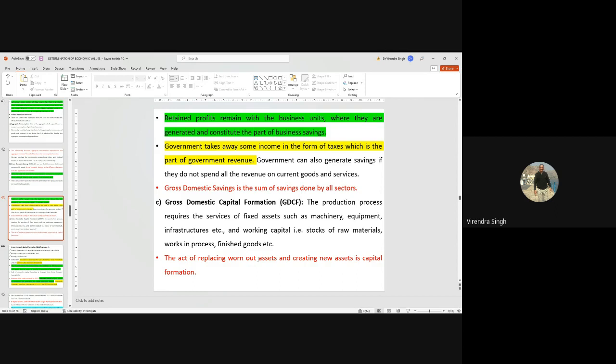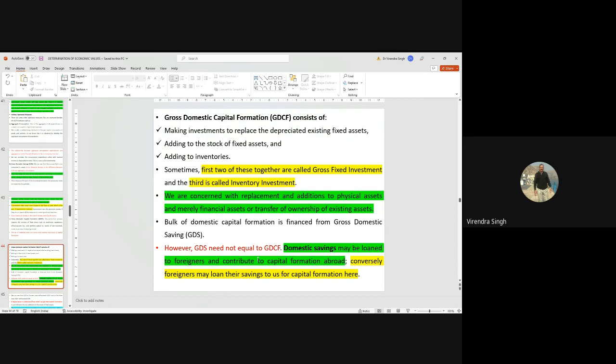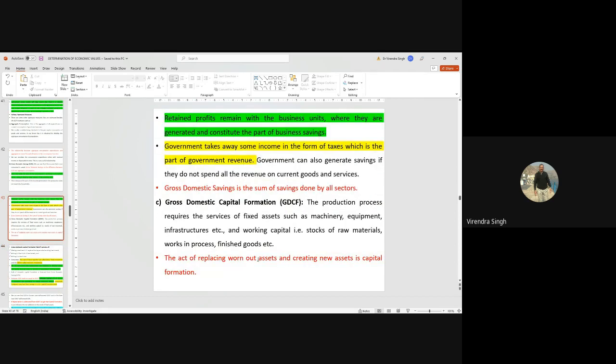As we know, this capital formation is done for different purposes, as has been discussed, either for replacing worn out assets or creating new assets for expanding the capacity of production. These come under machinery, equipment, infrastructure, or working capital, or stock of raw material or finished goods in stock.